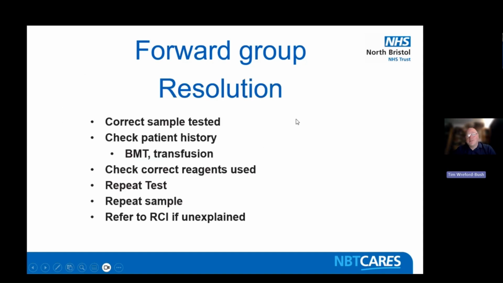So what do we do to resolve this? This is a little bit tougher to resolve in a way. First of all, check the correct sample has been tested. Check patient history, bone marrow transplant, transfusions, etc. Check correct reagents are used. Repeat the test. And then if still problems, maybe repeat the sample as well. And then if you still can't get anywhere with that, refer to RCI if still unexplained. Again, I'm not going to be talking about the sort of things they may do, but maybe that's another topic for the future.